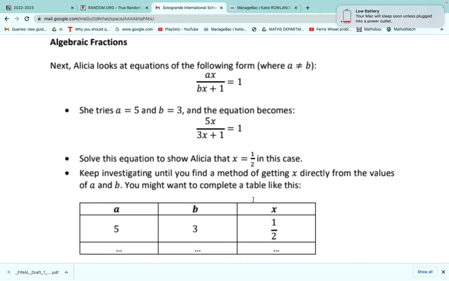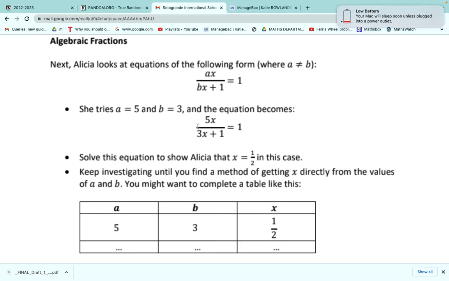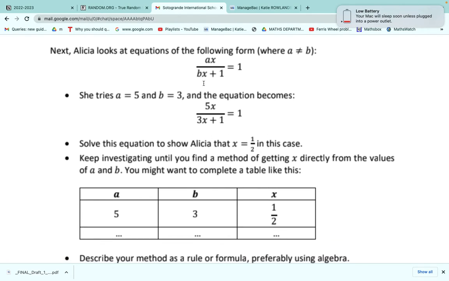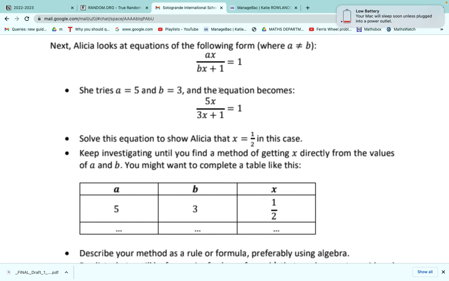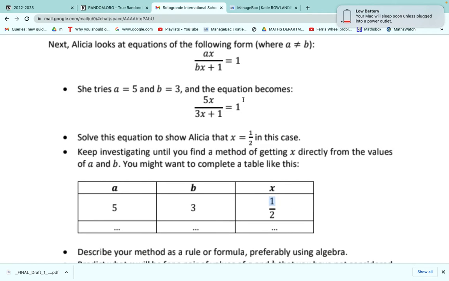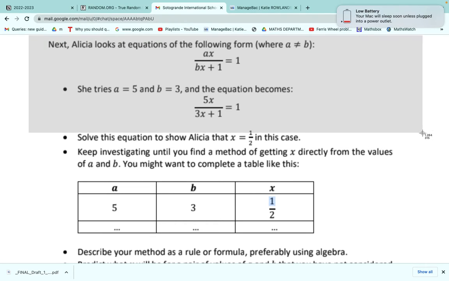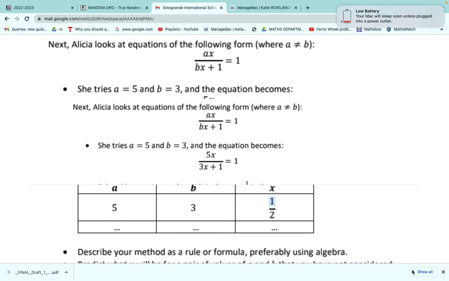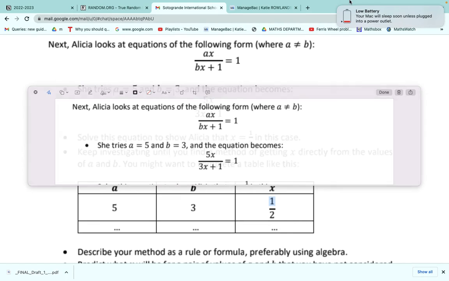At this point you may want to refer to the original simultaneous equation question. I'm not going to go into too much detail here, but this is very similar. This time we are changing A and B to be different numbers. So we're changing A to be 5 and B to be 3. And we get that if we simultaneously solve this, x is 1/2. Now some of you might be wondering, how do we simultaneously solve this equation? So let me show you on the Jamboard how we solve it.